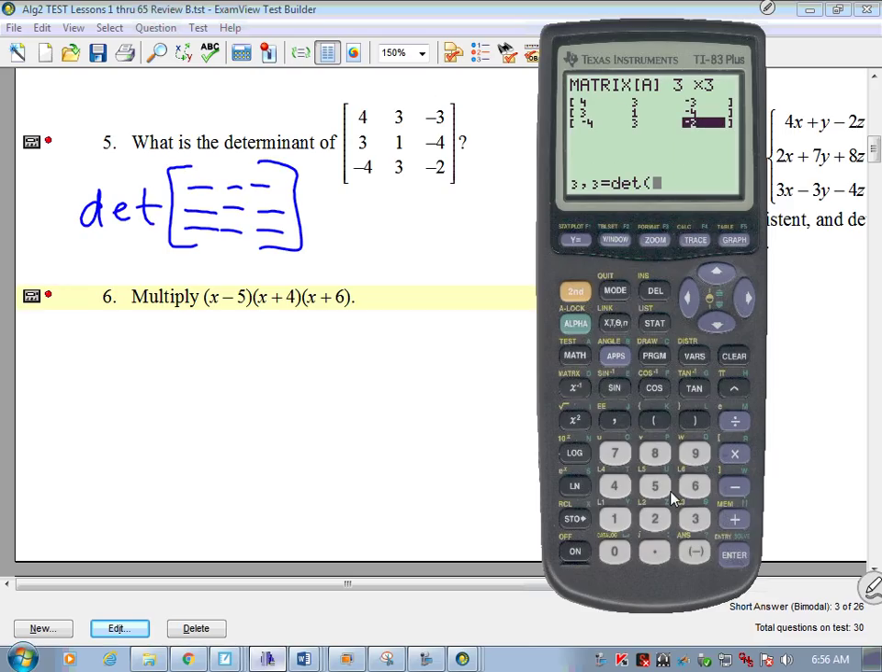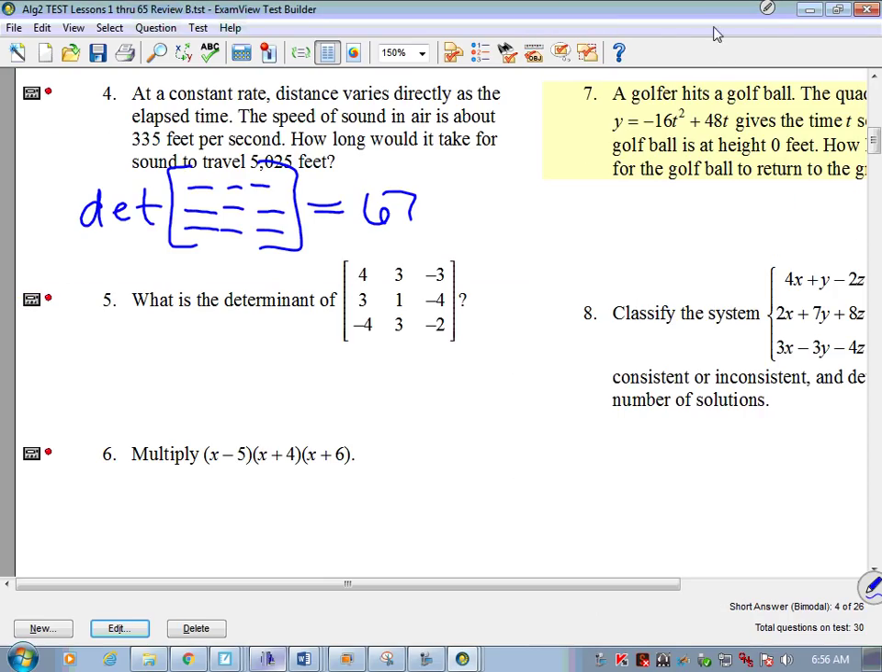So we're going to hit determinant. Actually, we probably need to just clear that out. So let's come back to this determinant, second matrix A, and I get a determinant of 67. 67 is our determinant. Okay. All right, so you have to know what you're doing there. That's how it needs to show up. You're going to put the numbers in that box. All right, so you're going to need a graphing calculator.